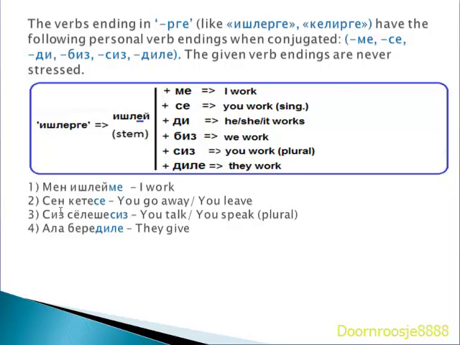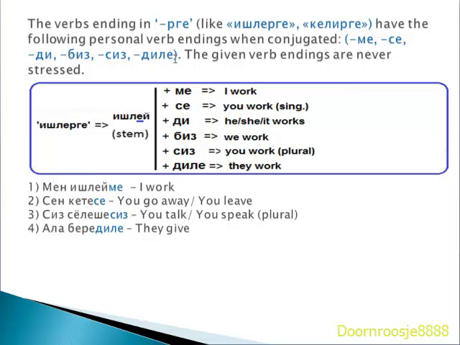So the verb endings in rge, which is the second type, we talk about like işlerge, gelirge, have the following personal verb endings whenever conjugated. Me, se, de, biz, siz, dile. The given verb endings are never stressed.